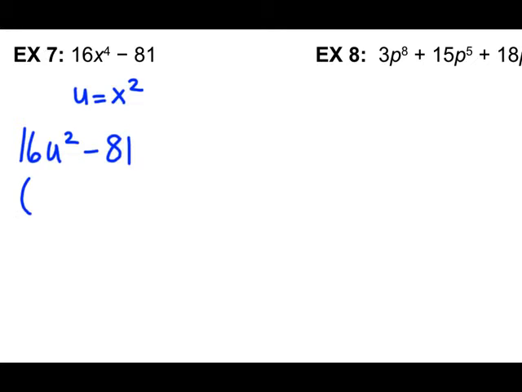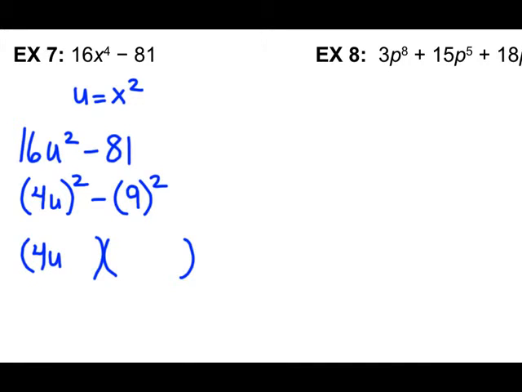What square gives me 16? Well, that is 4, so this is going to be 4u. What square gives me 81? Well, that's 9. So on the last one, I didn't list this way, but maybe it's helpful this time to look at it this way. When we write our parentheses, the formula says a plus b times a minus b. Okay, so if I do that, it'd be 4u plus 9 and 4u minus 9.